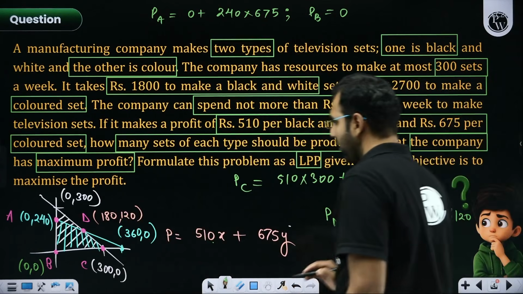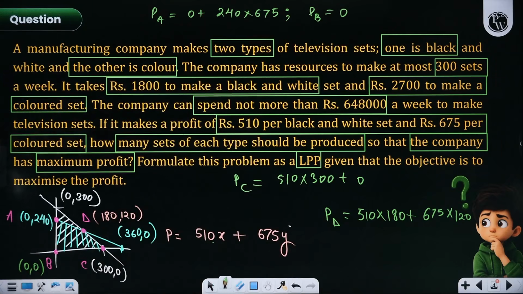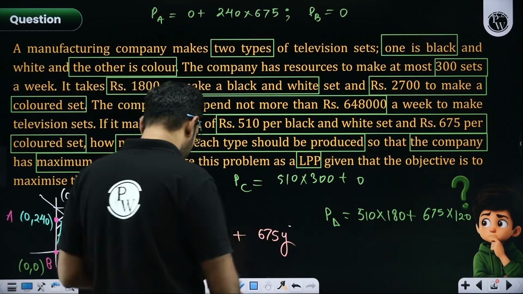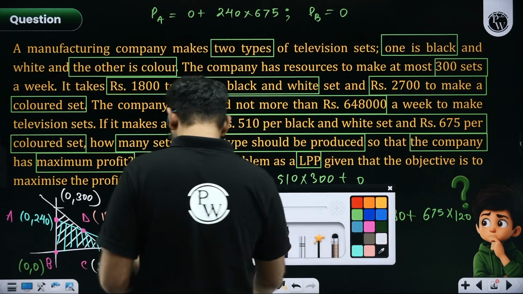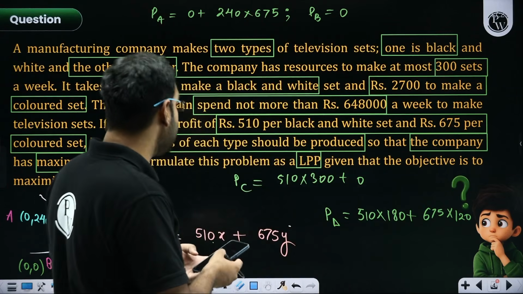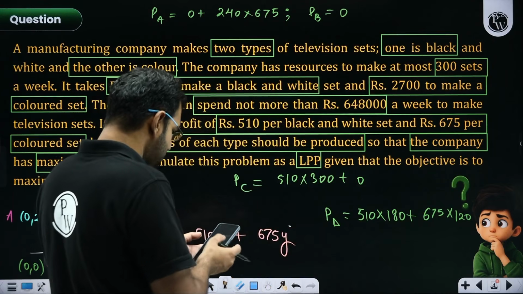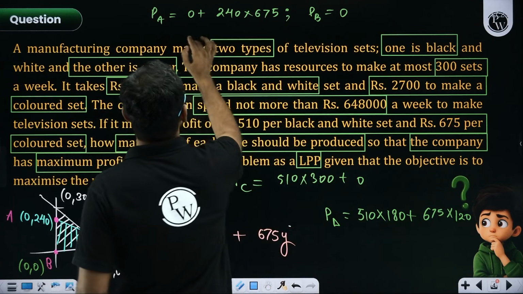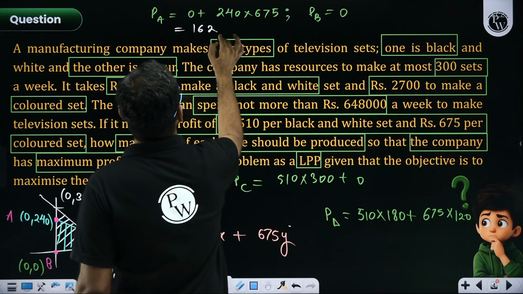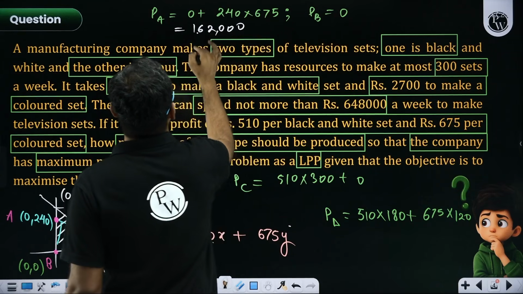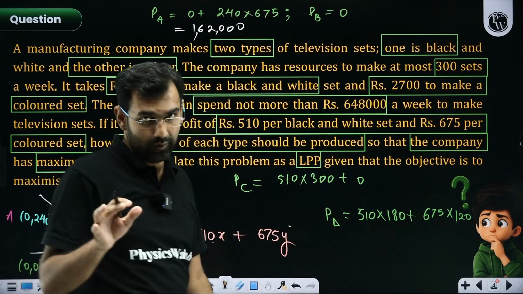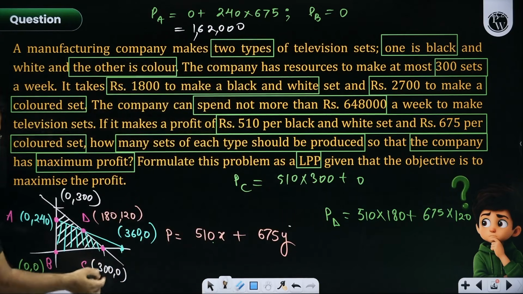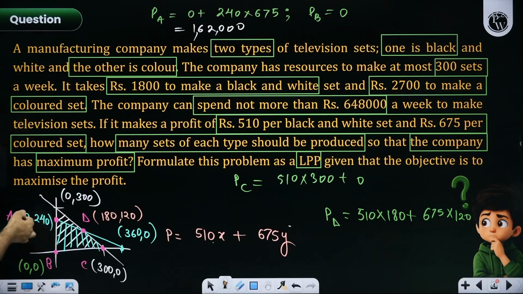So I'm using a calculator. You should not, but I can because I'm your teacher. So I'll get all of these values calculated very quickly. For the first value, it is 240 into 675. This is, of course, in the examination, you won't be allowed to, but I'm your teacher. I have the liberty. I can. Why should I not? 162,000. So 1,62,000 profit you'll make if you make only colored TVs, which are 240 in number, and zero black and white TV.